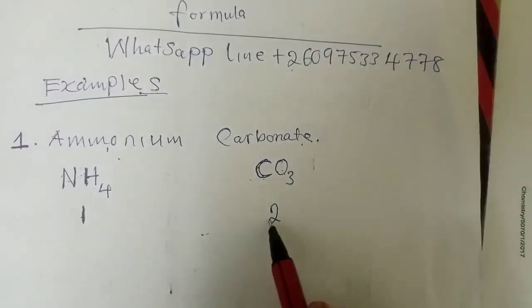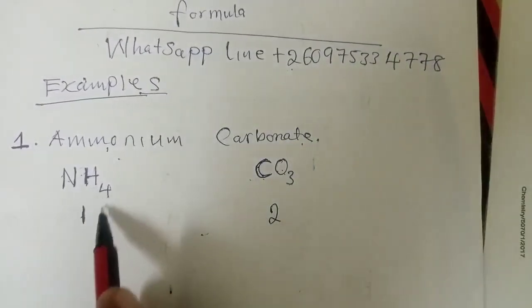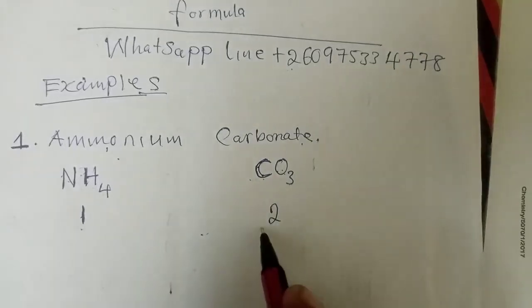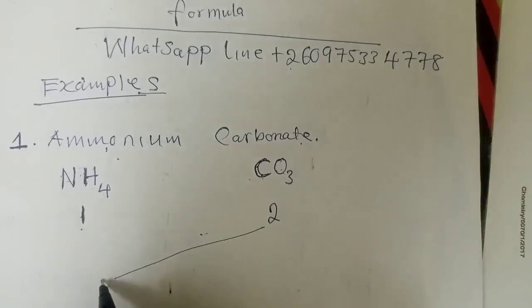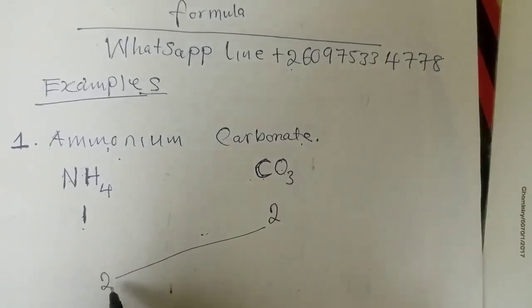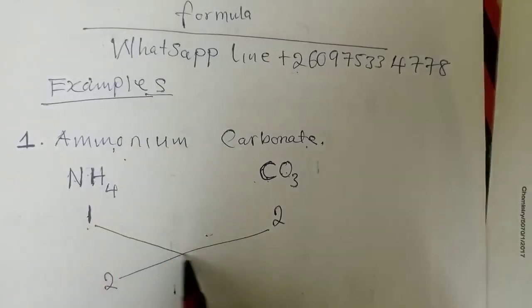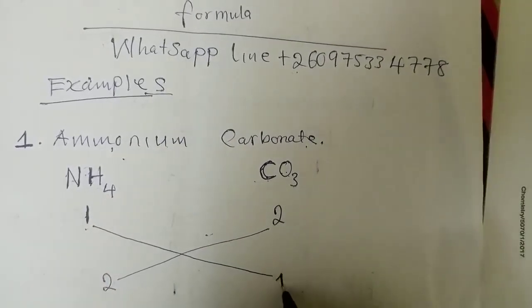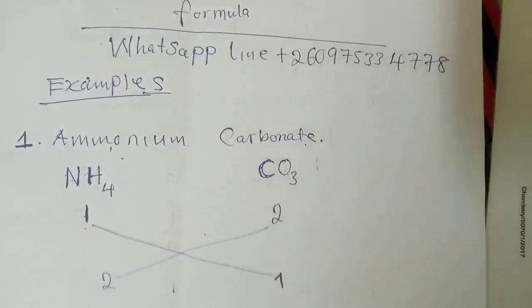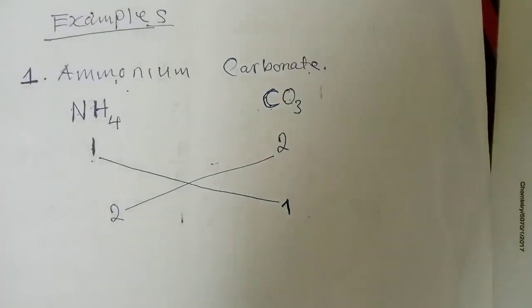So this one will go to this one and this one will go to that one. So these two will come to ammonia. So then the one will come to where? To carbonate. Okay, they have exchanged their valences like that, as simple as that.